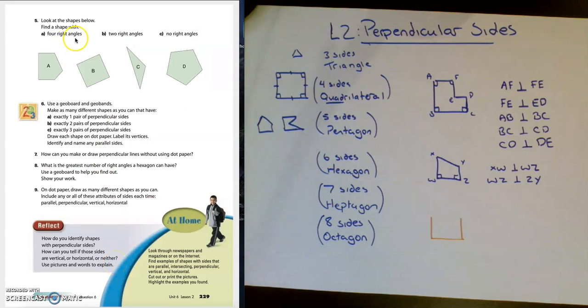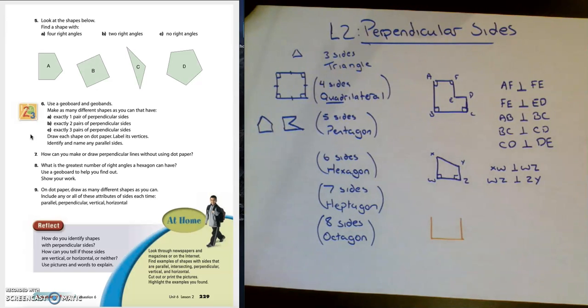Next page here, find a shape with 4 right angles or 4 perpendiculars, 2 right angles, easy peasy. This number 6 here is the other one I want to talk about. So make as many different shapes as you can. If you can make 2 or 3, that'd be awesome. A is exactly 1 pair of perpendicular sides. B is exactly 2 pairs of perpendicular sides. Letter C is exactly 3 pairs of perpendicular sides.